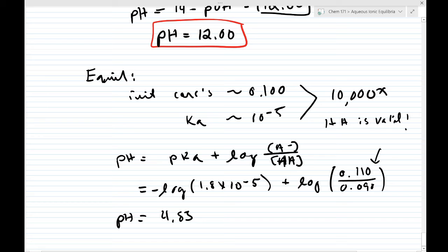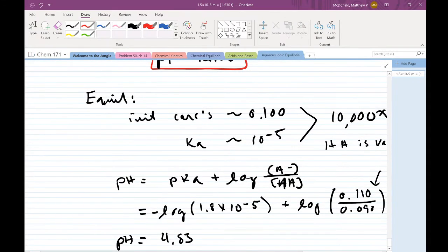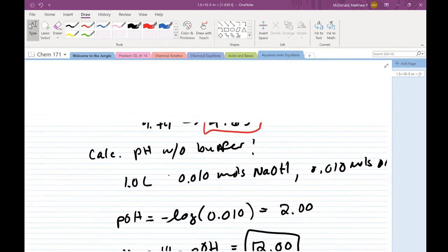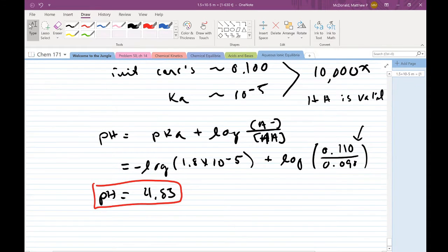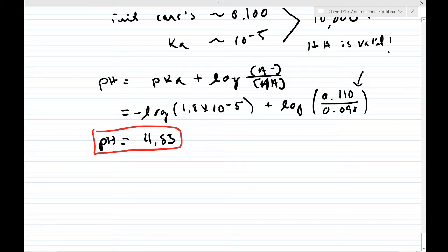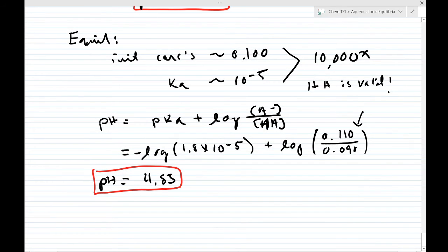So you end up with 4.83 as the pH using this equation, and it turns out that this is exactly the same pH as we had originally using the ice table. Up here, this is the same pH as what we got below using the Henderson-Hasselbalch. But the Henderson-Hasselbalch was way easier. So when these conditions are met, sometimes it's a lot easier to use the Henderson-Hasselbalch rather than go through the ice table nonsense.